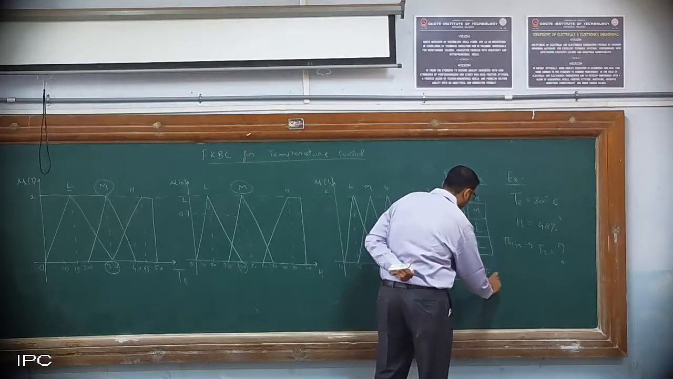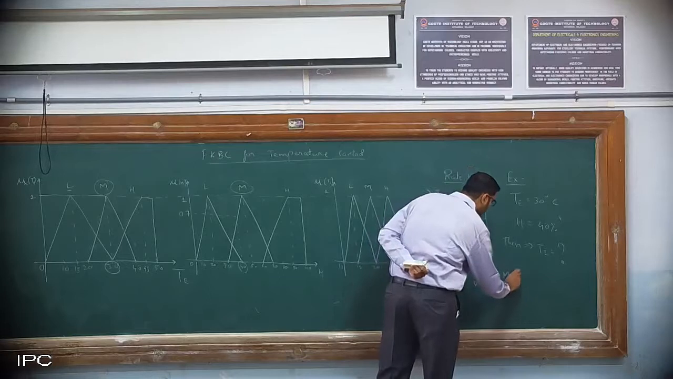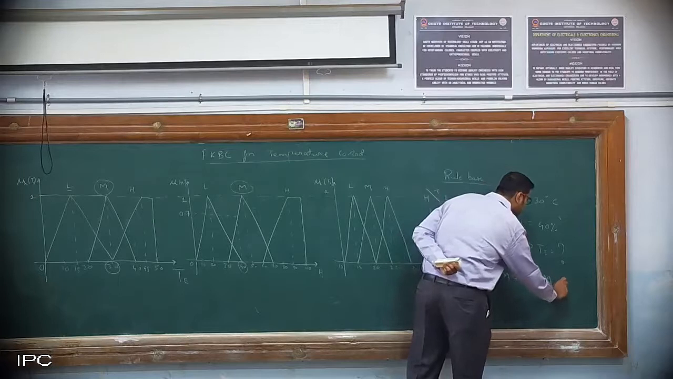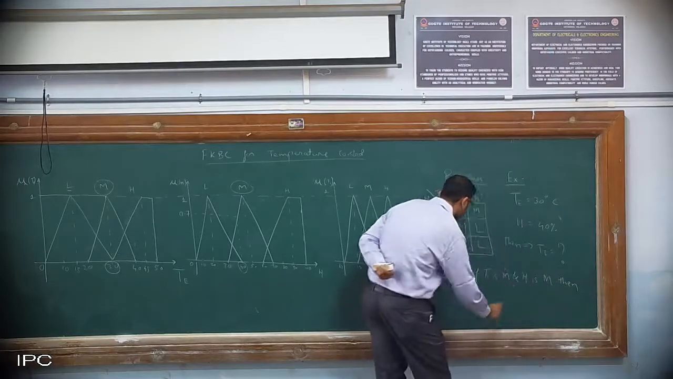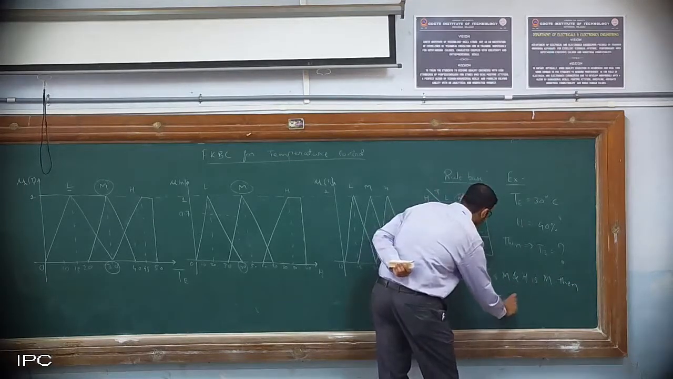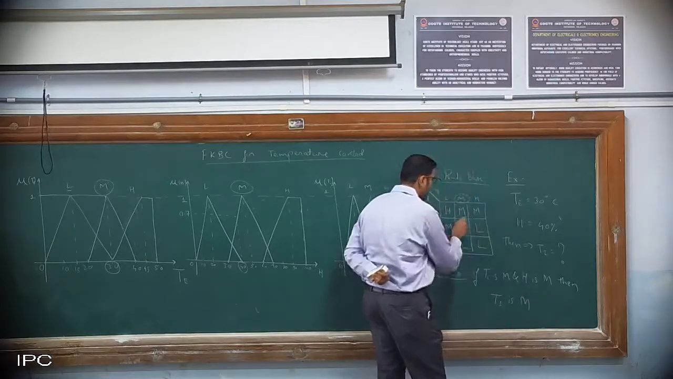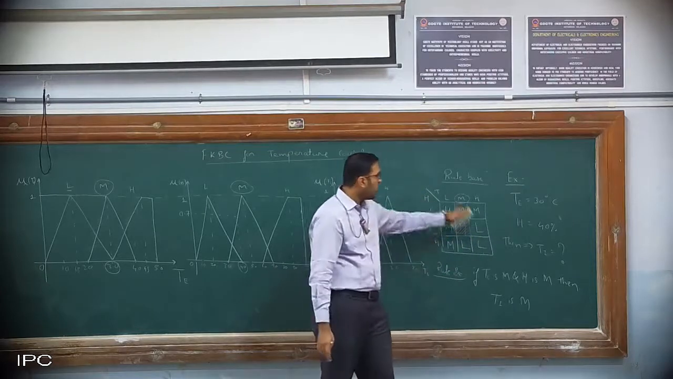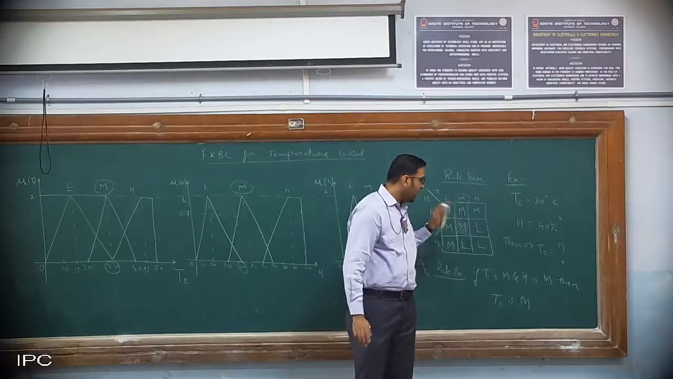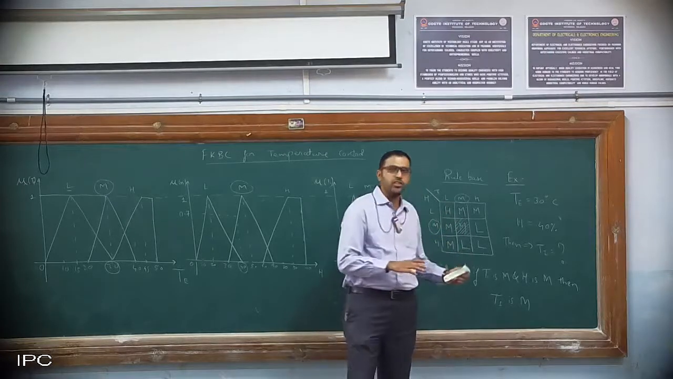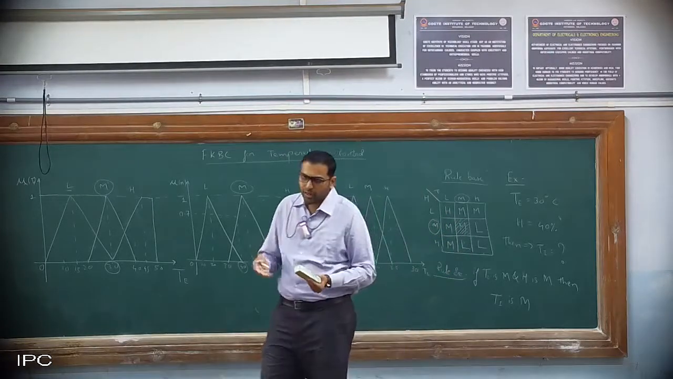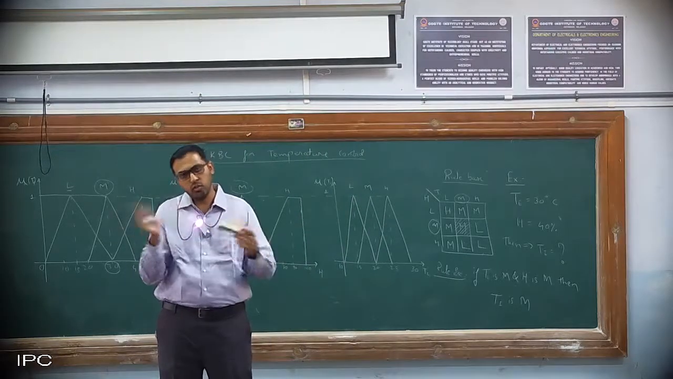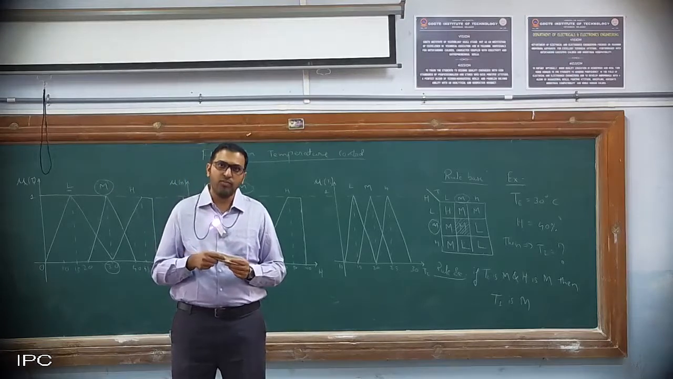If TE is M and H is M, then TI is M. So this is the rule which will get executed. Out of all 9 rules, this rule is getting executed. Now this rule gets executed in the inference engine where all the calculations will take place, and then a fuzzy set will be sent to the defuzzification block for further computation.